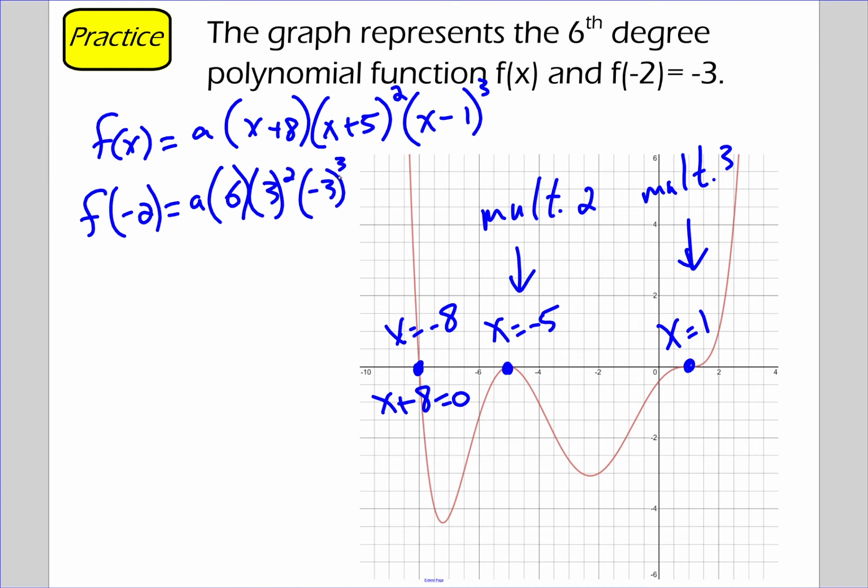Okay. And so if we go ahead and now substitute. Right? f of negative 2 is negative 3. Right? We can actually start to solve for a here. Okay, so plugging this into the calculator, 6 times 3 squared times negative 3 cubed, it gives us negative 1,458.